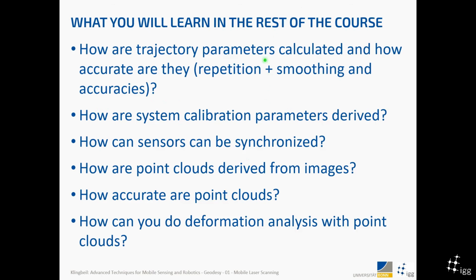So what will you learn the rest of the course? We will repeat how the trajectory parameters are calculated and how accurate they are, right? This is mainly repetition from last semester, but we will add some smoothing and information on accuracy. So we will turn a bit toward the accuracy problem, which is a very important thing. Then you will learn how these systems are calibrated, how these calibration parameters are derived, what options they have, how accurate this is, and so on.